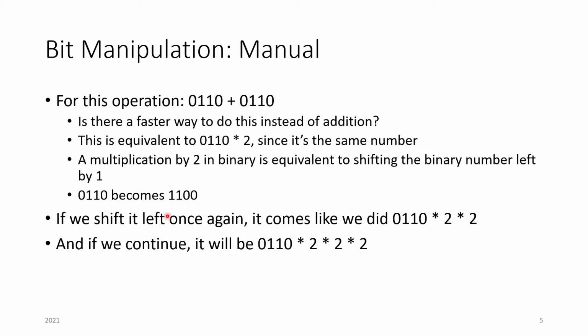If we shift it to the left again once, it's like we multiply by 4. Because this is the same number multiplied by 2, and then we multiply the result by 2. And keep on going, it's just like if we keep on doing successive multiplications by 2 for the entire number. So that's a nice quick way for doing multiplication by 2 in the binary formats that we're dealing with here.